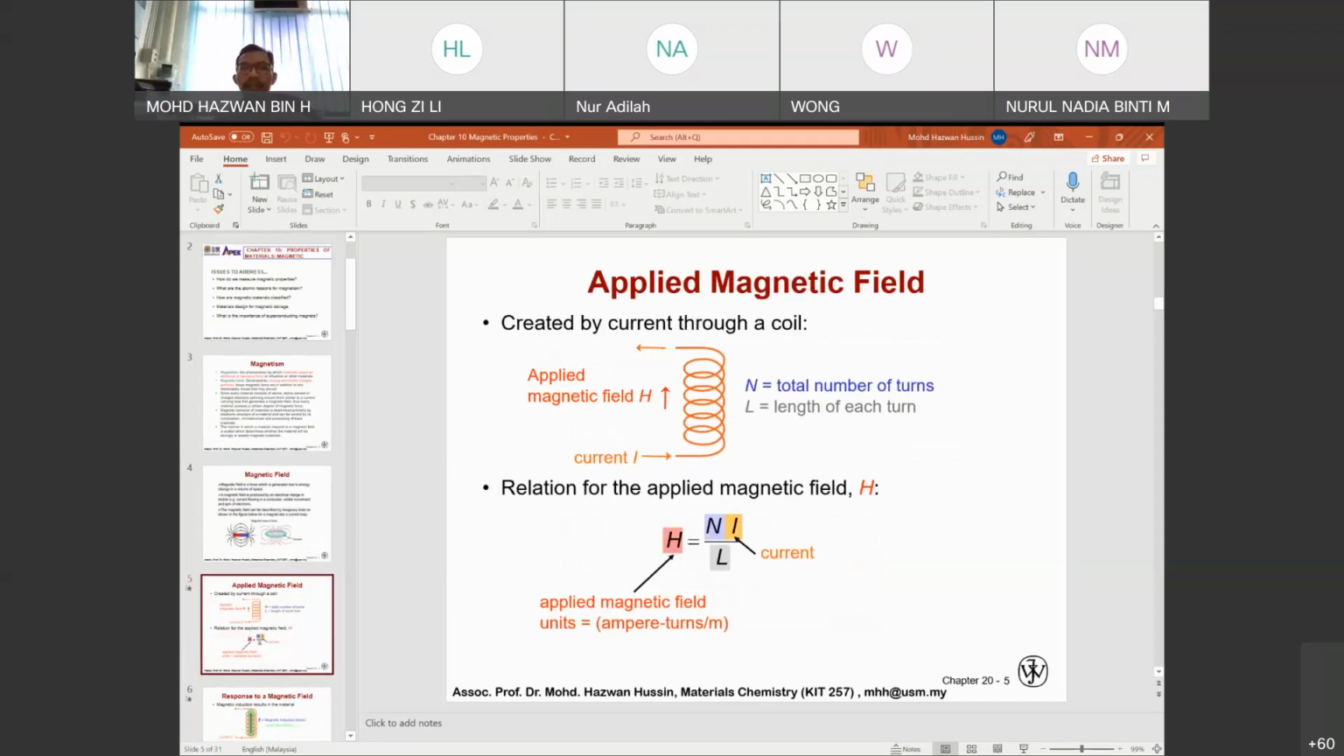And I said earlier that you can also produce magnets by having a device. For example, over here, you can produce a magnetic field when you have a coil of wire. When you put some current flowing into this spirally coiled wire, it will produce a so-called applied magnetic field, or H. The applied magnetic field created by a current through a coil can be related to the total number of turns and also the length of the coil. Therefore, the applied magnetic field, H, is equal to the number of turns multiplied by the current, over the length.